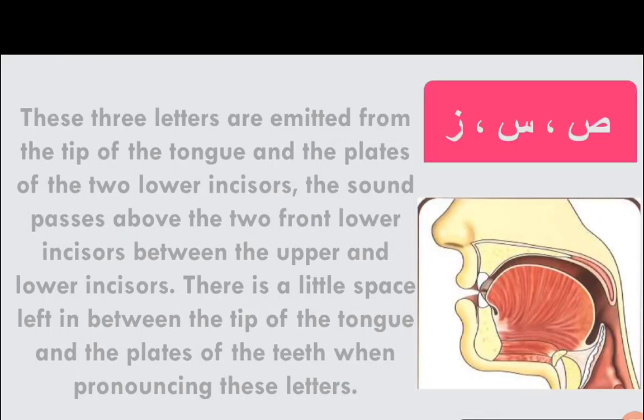Sad and Sin and Zay, these three letters are emitted from the tip of the tongue and the palates of the two lower incisors. This is a very important note. The tongue is touching the lower front incisors, okay? And the sound passes above the two front lower incisors, between the upper and lower incisors. There is a little space left between the tip of the tongue and the palate of the teeth when pronouncing these letters.